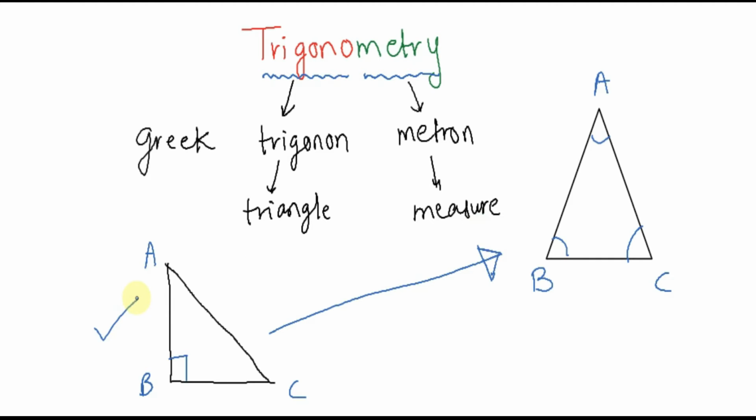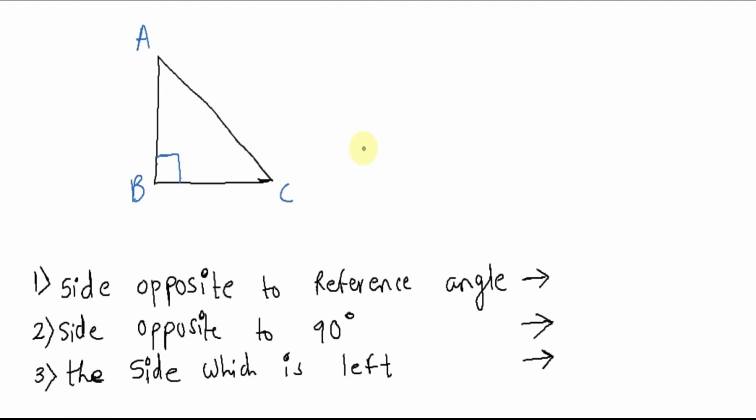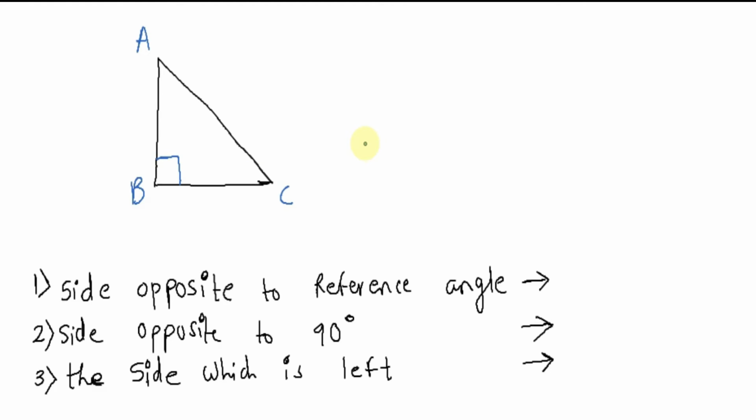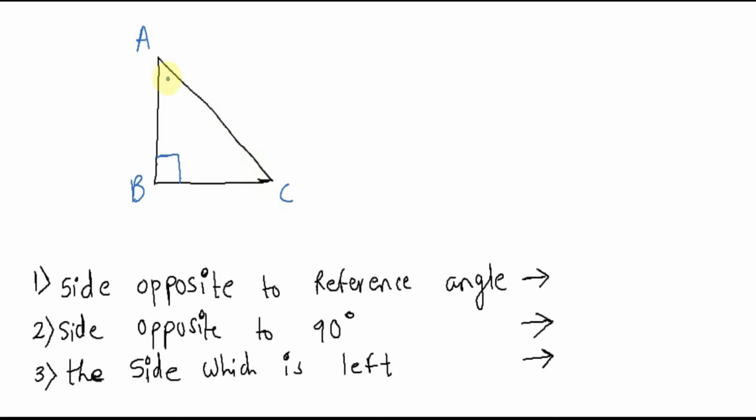Let us understand a few terms of right angle triangle with respect to trigonometry. In a right angle triangle, one of the angles is 90 degrees. In this case, it's angle B, which is 90 degrees, and the remaining two angles are the acute angles of the right angle triangle. Now, out of the two acute angles, we can consider any one angle as the reference angle.